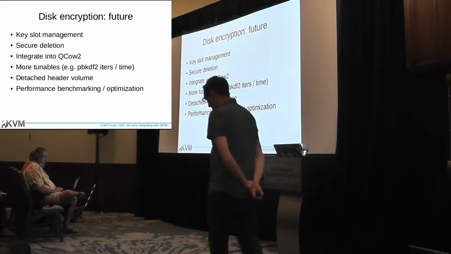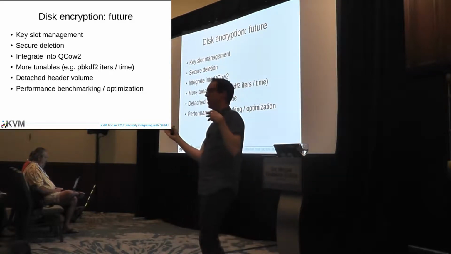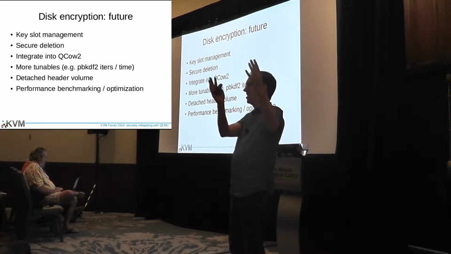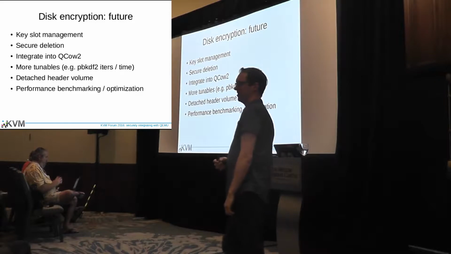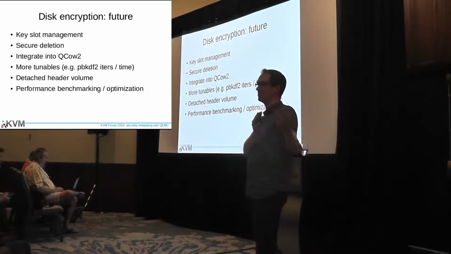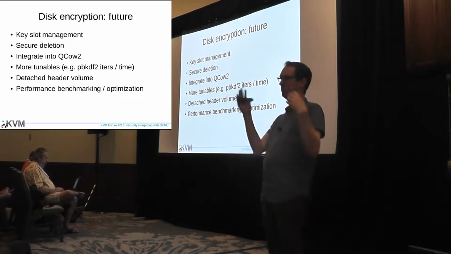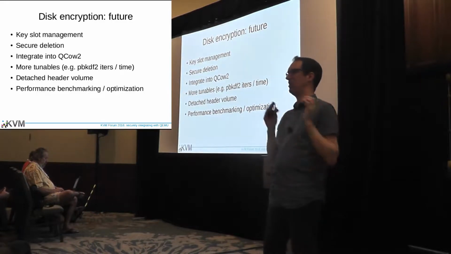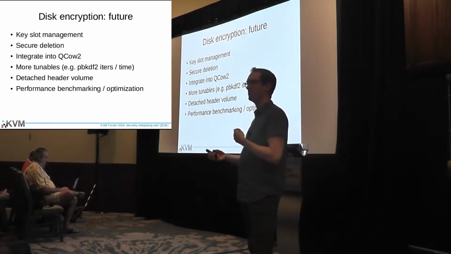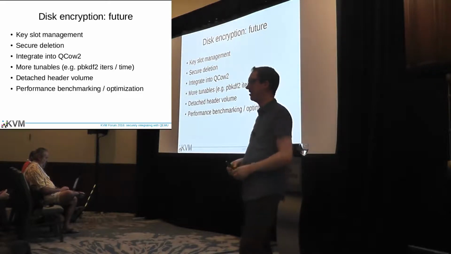Normally the LUKS encryption header is just a 1 megabyte block at the start of a volume. There is actually the ability to have the header in a completely separate volume. The kernel supports that, so for the sake of interoperability, we want to be able to support that in QEMU as well. So we need to be able to point at the separate header volume.